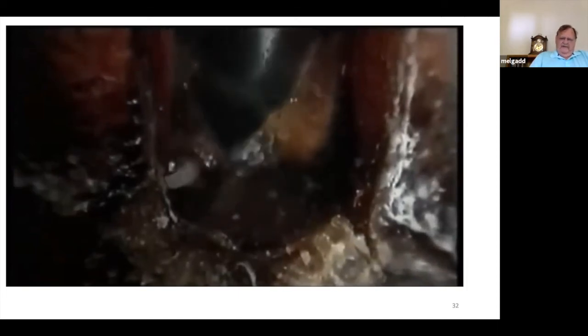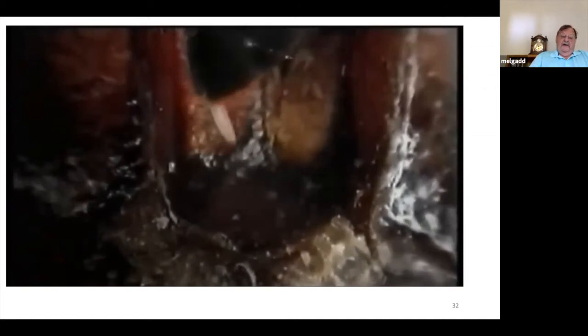Again, the photography is amazing to me. So there's a bee egg being placed.